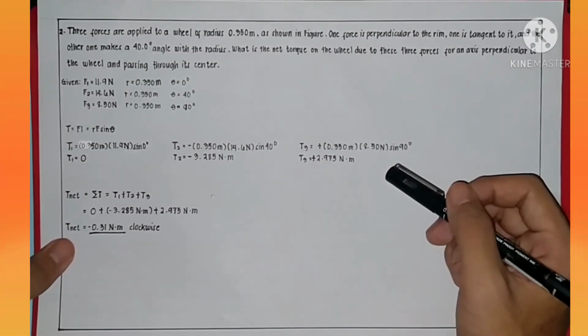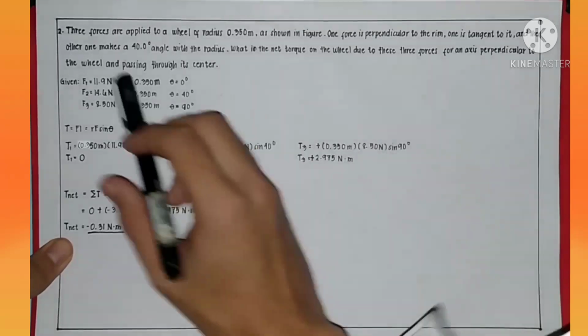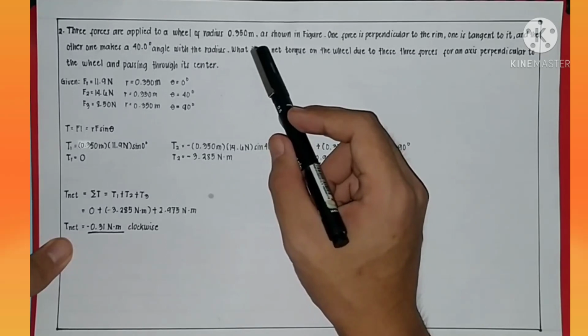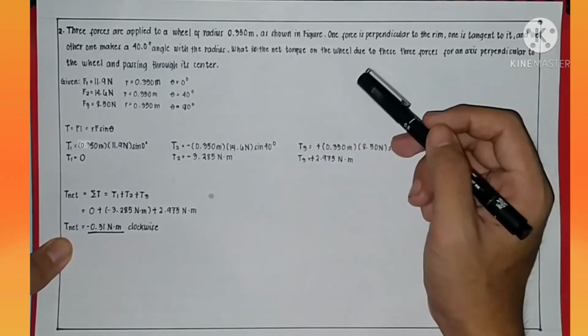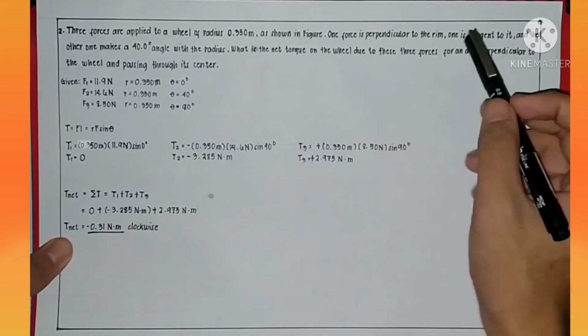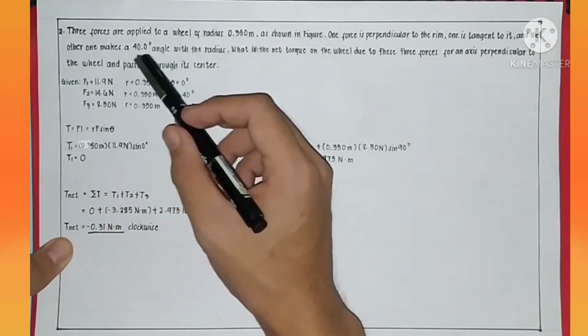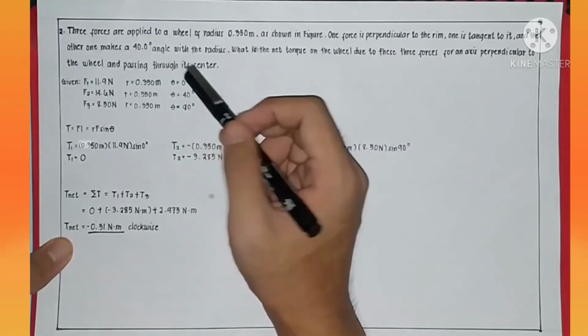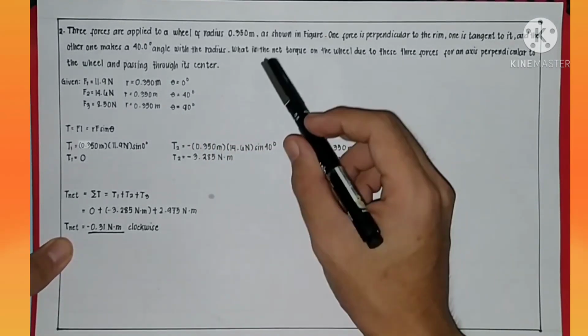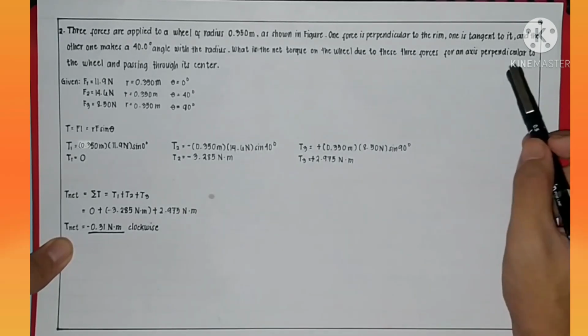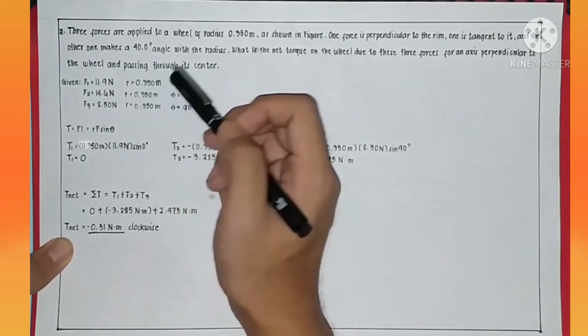So let's proceed to problem number 2. Three forces are applied to a wheel of radius 0.350 meter as shown in the figure. One force is perpendicular to the rim, one is tangent to it, and the other one makes a 40.0 degree angle with the radius. What is the net torque on the wheel due to these three forces for an axis perpendicular to the wheel and passing through its center?